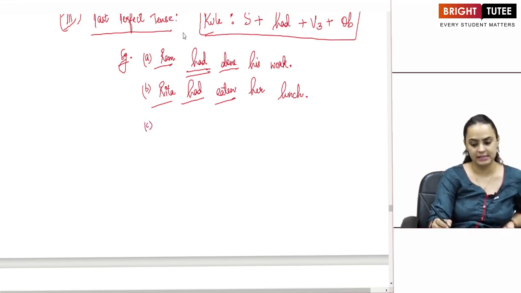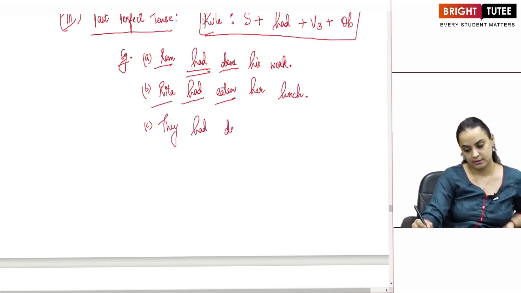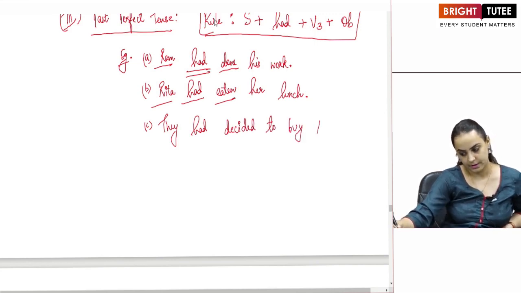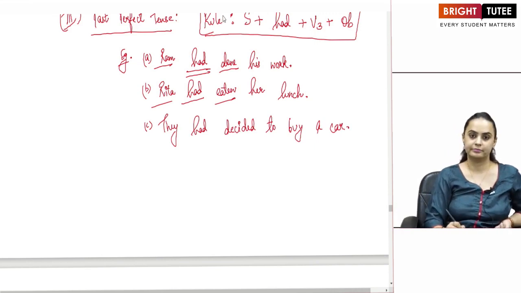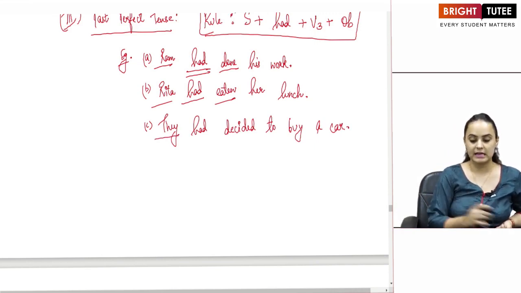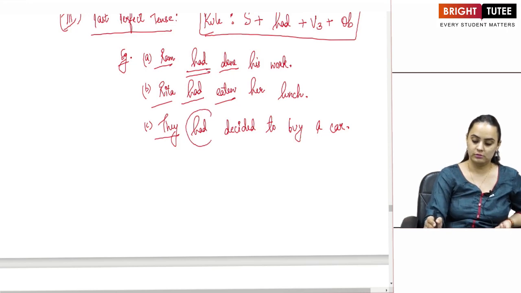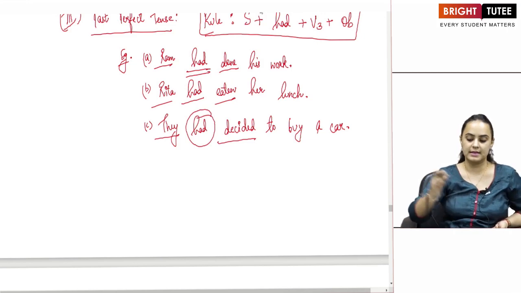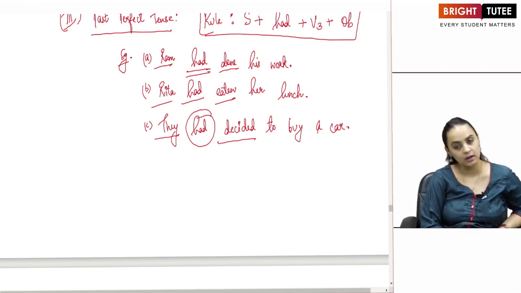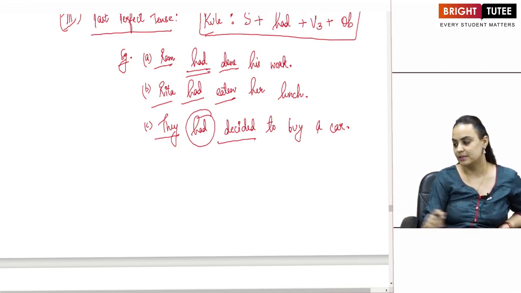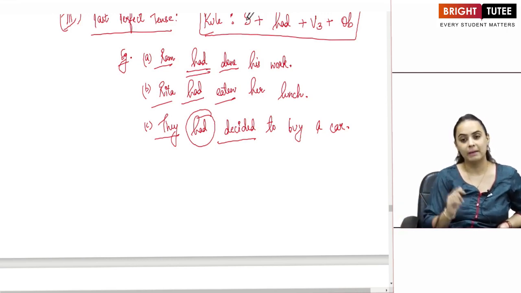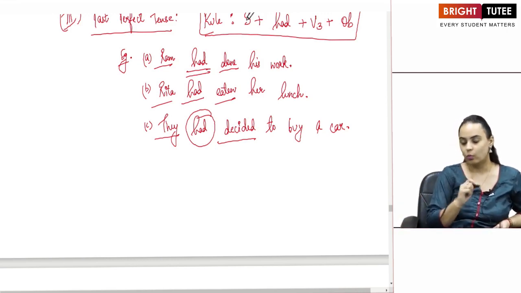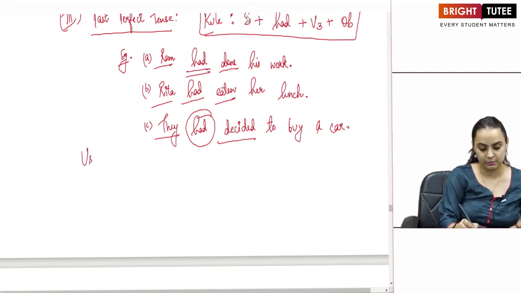I give you another example. They had decided to buy a car. So what is my subject? They, rule, had and decided is the third form of the verb. So they had decided to buy a car. Now this is the basic rule of the past perfect tense. Now what are the uses for the past perfect tense?